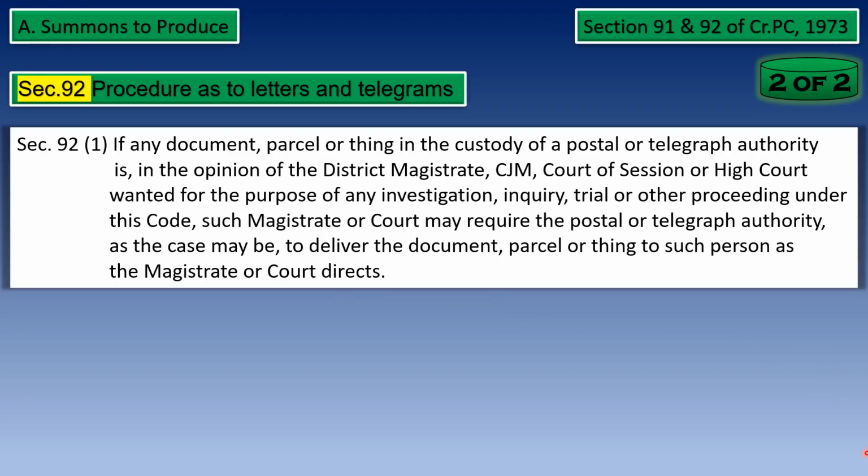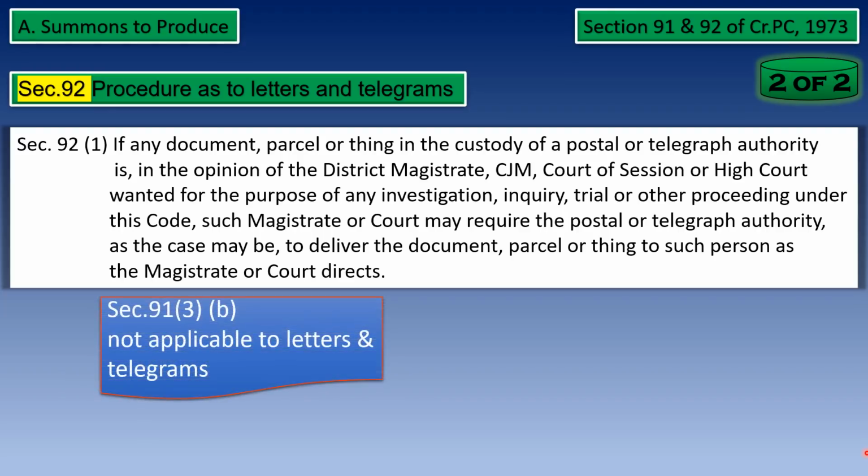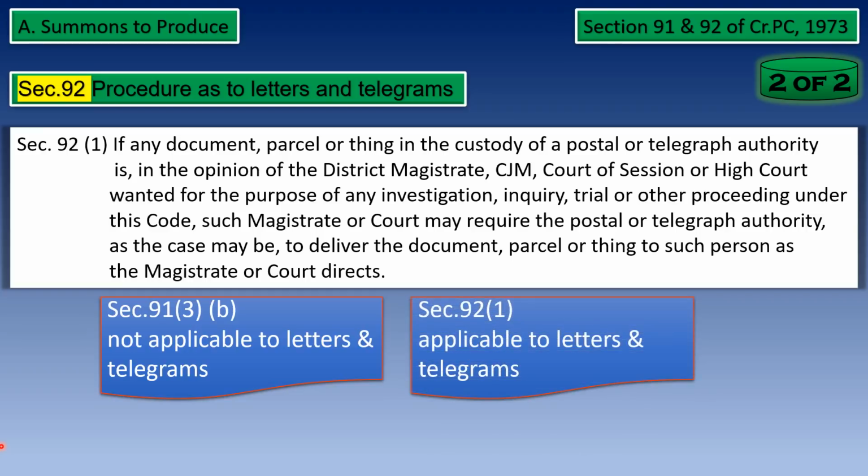Subsection 1 of section 92 does seem to be confusing. In subsection 3 of section 91, clause B, we just covered that it is not applicable to letters and telegrams. But now, in subsection 1 of section 92, we are covering that it is applicable to letters and telegrams. It seems to be contradicting each other, but no, it is not. Let's cover the difference between the two.